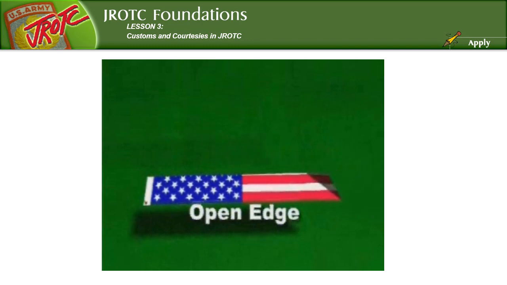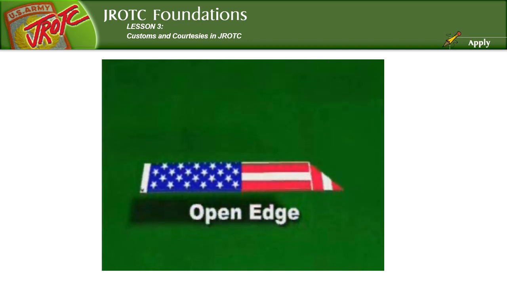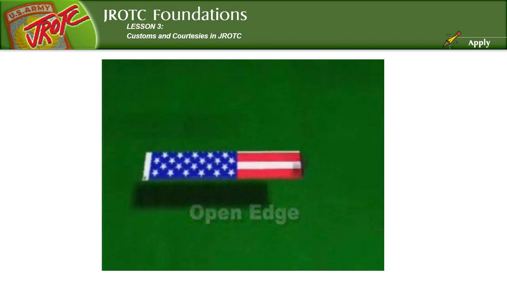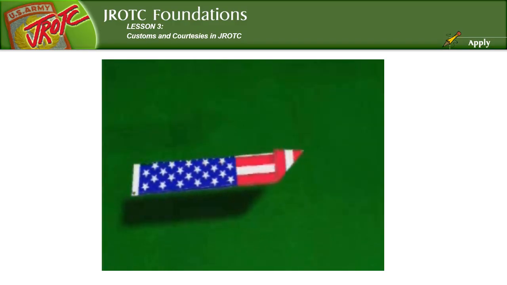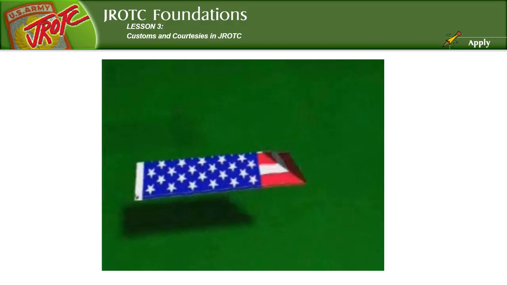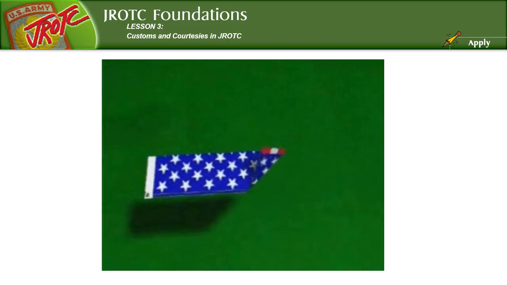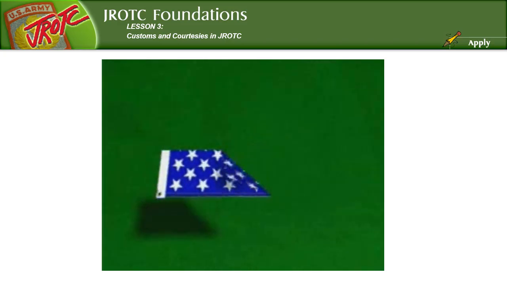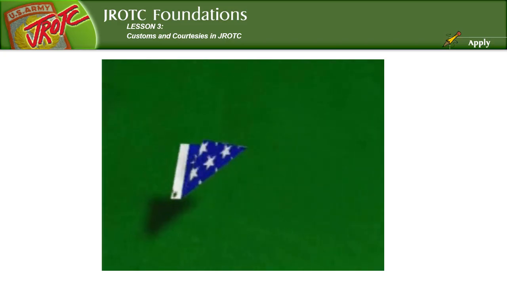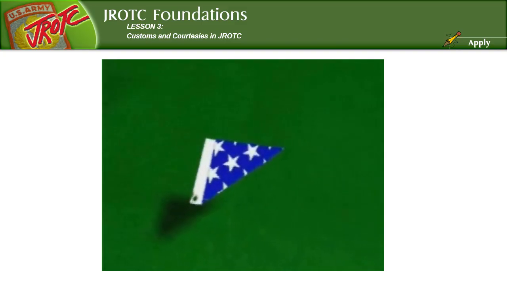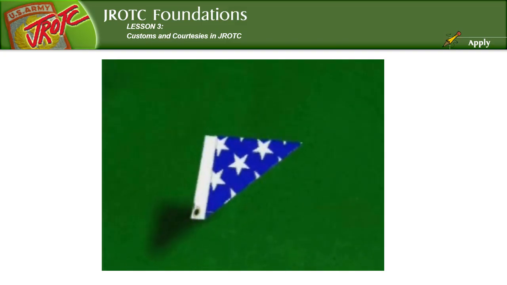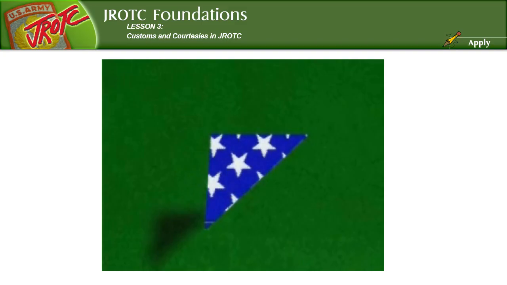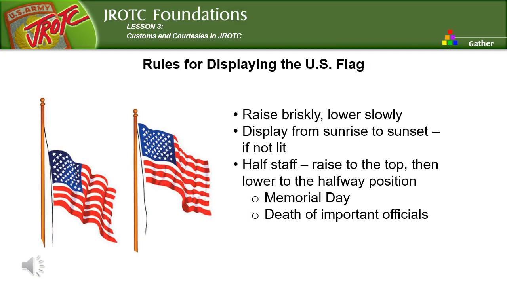Start a triangular fold by bringing the striped corner to the open edge. Fold the outer point inward and parallel with the open edge to form a second triangle. Continue to fold the flag in triangles until the entire length of the flag is folded, with only the blue field and the margin showing. Tuck the margin into the pocket formed by the folds at the blue field edge of the flag. When you have completely folded the flag, only the blue field should be visible.